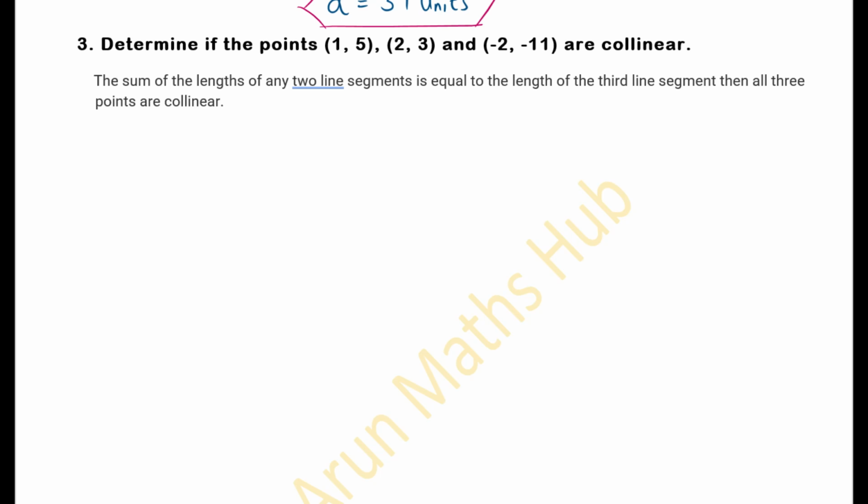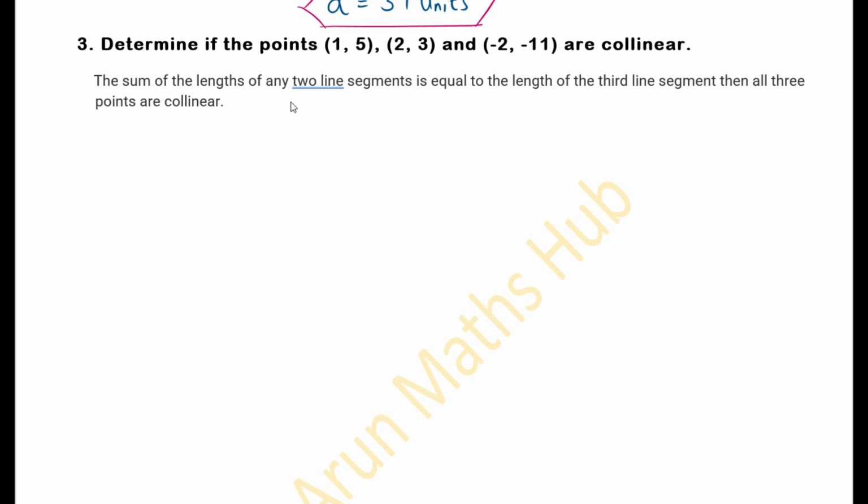Students, now moving to question number 3. Determine if the points (1, 5), (2, 3) and (-2, -11) are collinear. Now what do you mean by collinear? When all the points lie on the same line, then we can say that the points are collinear.